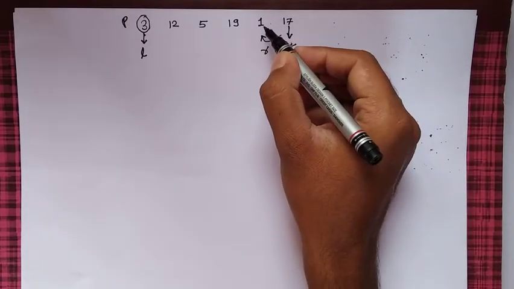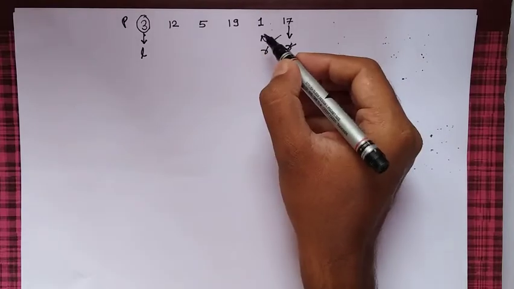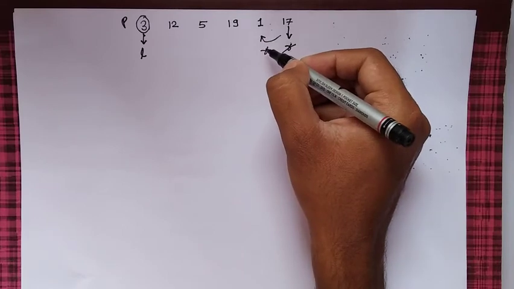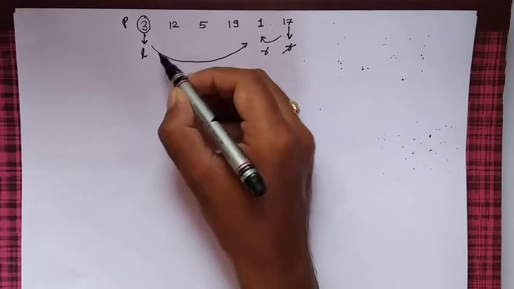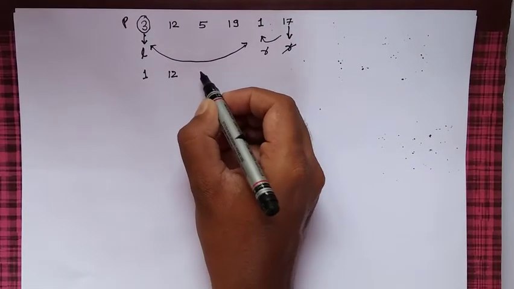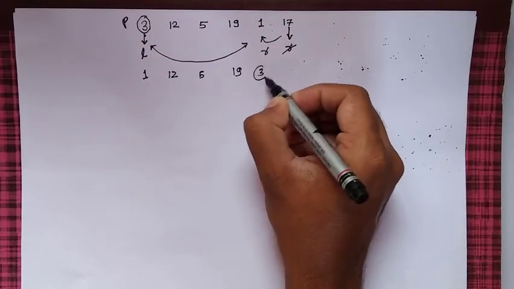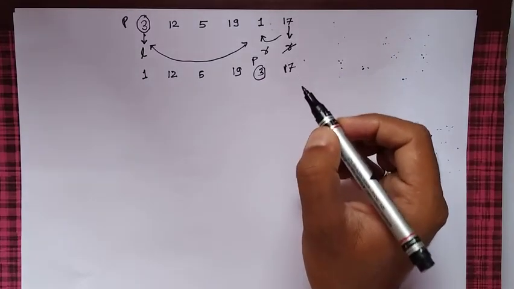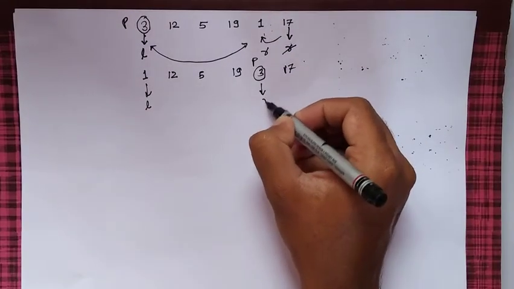Again we check the value of right, R. It is less than the pivot, so we are not moving anywhere. Here we have got the value of left as well as the value of right, so we need to swap the left with the right. So here 1 becomes the first element, then 12, 5, 19, and 3 comes here. This is the pivot element we have considered, and then 17. Now this is the left position, and here we have the right position.